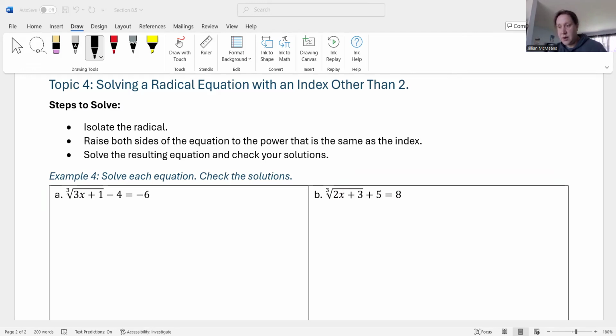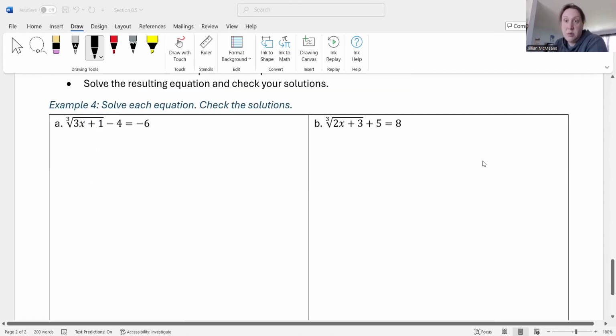You want to isolate the radical, raise both sides of the equation to the power that is the same as the index. So in this case, since we're dealing with cube roots, we want to raise both sides of the equation to the third power. So instead of squaring both sides, we're going to cube both sides and then just solve the resulting equation and check your solution. Again, the process here is identical. We're just dealing with a cube root.